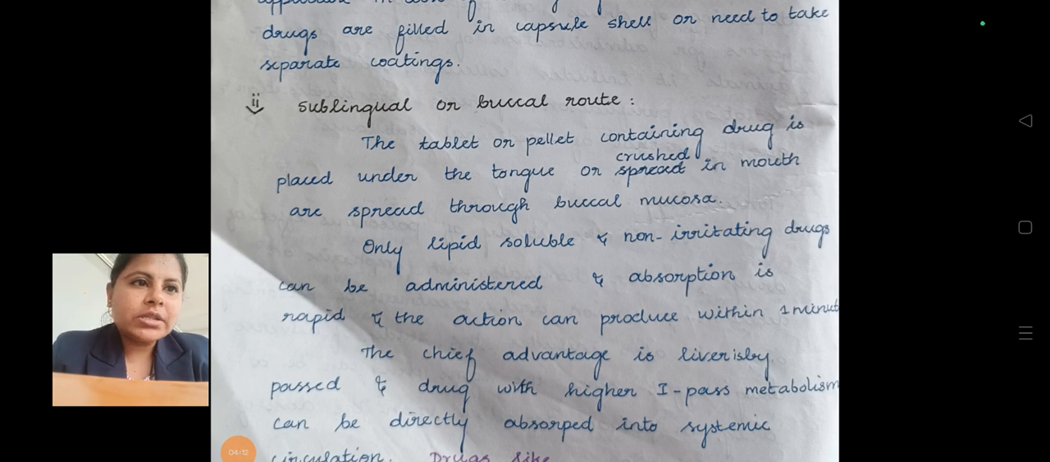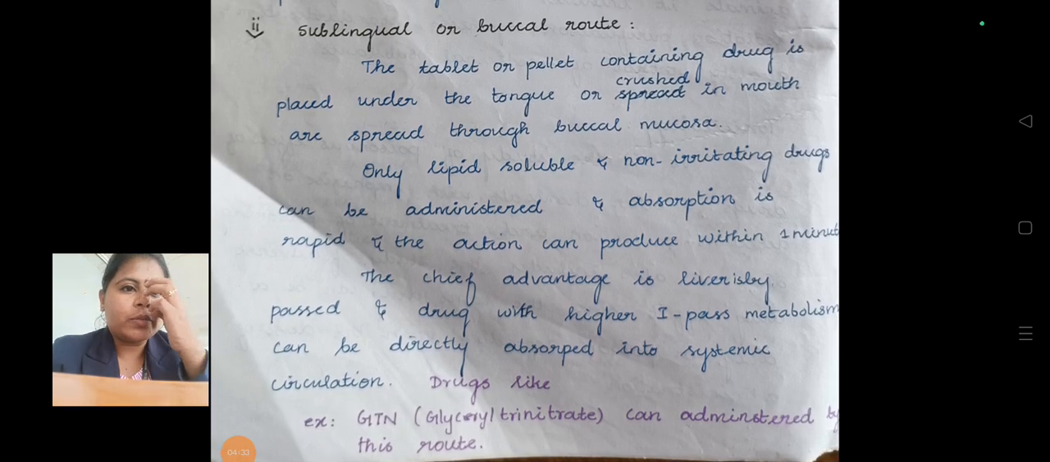The chief advantage of the sublingual method of drug administration is that the liver is bypassed. So a drug with high first pass metabolism can be directly absorbed into the systemic circulation within a moment. An example for the sublingual or buccal route is GTN, glyceryl trinitrate, which can be administered sublingually.